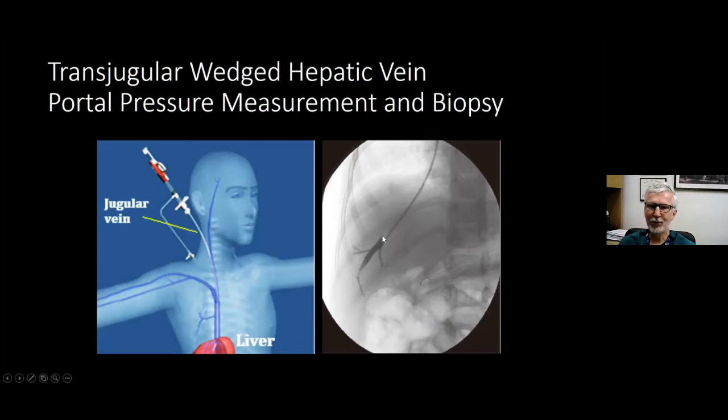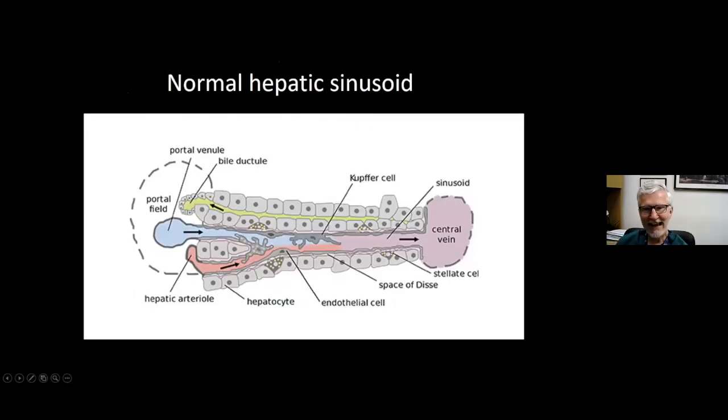So here's an example where a balloon was inflated, contrast was injected, and this contrast is going through the sinusoids, and you see the portal system here starting to fill with contrast. The way this happens is your catheter is in the central venous system here, and when you inject contrast, you are sending that contrast across the sinusoids into the portal system.